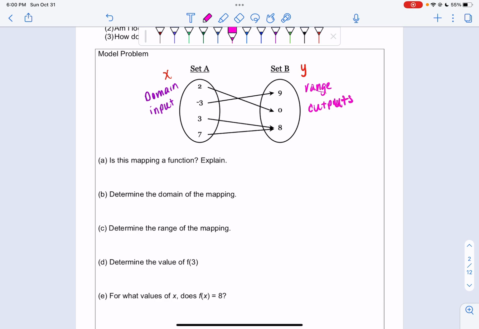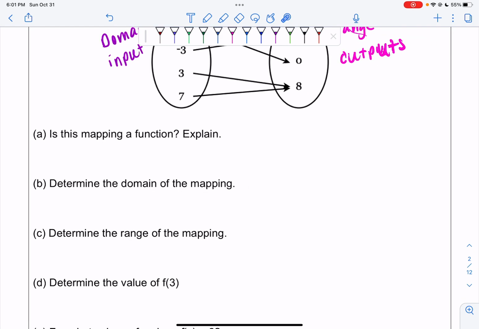So the first thing we need to do is figure out, is this mapping a function? If we look, this mapping is a function because none of my x values repeat. When I plug in 2, I only get one number. When I plug in -3, I only get one number. When I plug in 3, I get one number. When I plug in 7, I get one number. So this is a function. No x values repeat.